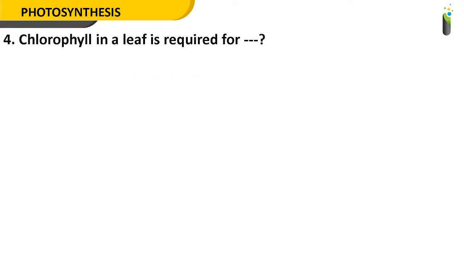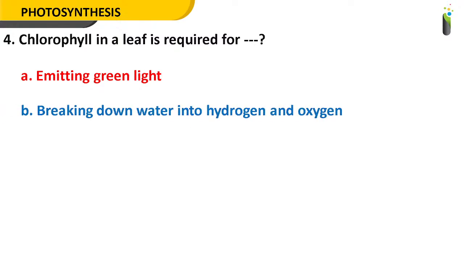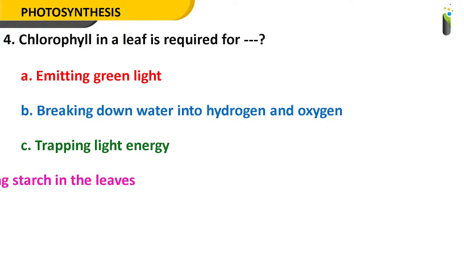Question number 4. Chlorophyll in a leaf is required for dash. A. Emitting green light. B. Breaking down water into hydrogen and oxygen. C. Trapping light energy. D. Storing starch in the leaves.